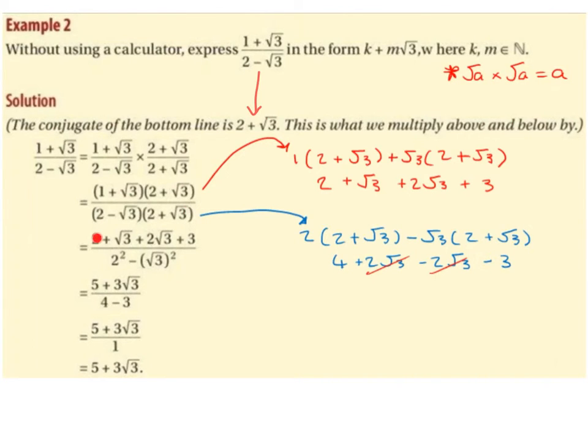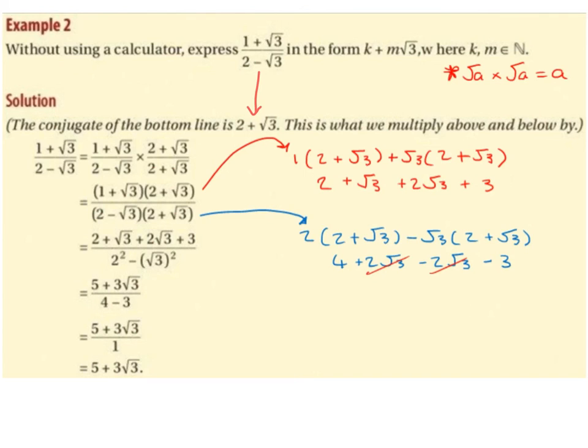Either way, our numerator is going to be 2 plus 3, which is 5, and 1 root 3 plus 2 root 3 is 3 root 3. Then 2 squared is 4, and root 3 squared, the root and the squared would cancel each other out, leaving us with 3. So it would be 4 minus 3. Or else you could just bring over the 4 and the minus 3 from here and cancel out the 2 root 3 and the minus 2 root 3. So then we have 4 take away 3, which is 1. So we've got 5 plus 3 root 3 over 1, which is going to be 5 plus 3 root 3.